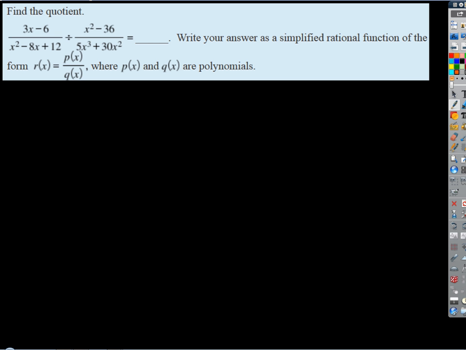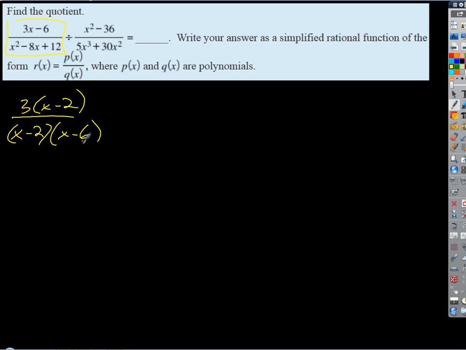What's the top factor into of the first fraction? Let's make this the yellow one. 3 times x minus 2. Okay, so we can take out a 3. We always want to try to factor out a GCF if we can. On the bottom, what magic numbers do we get? X minus 2, x minus 6. Okay, x minus 2, x minus 6, good.